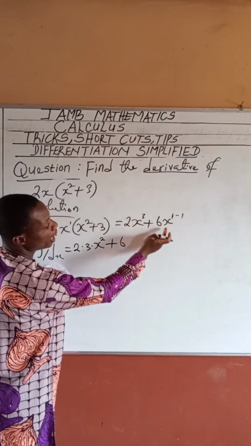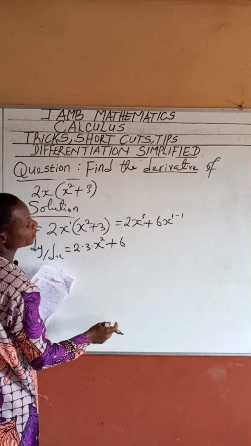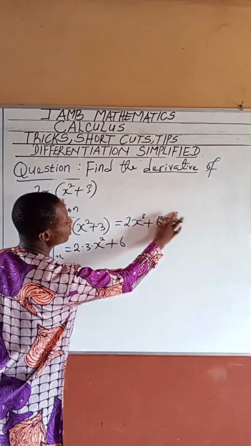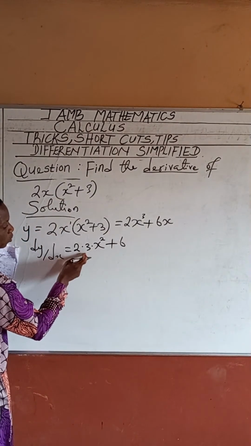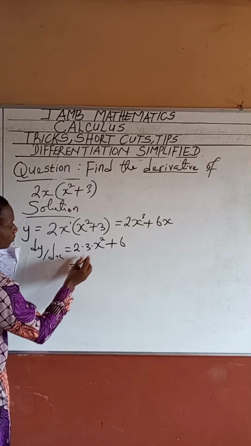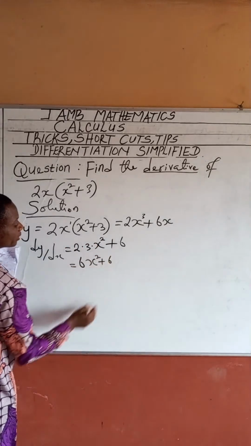Is 0. And x raised to 0 is 1. 1 times 6 is 6. Right? That's what it means. So we don't need to bother ourselves. Then we can go ahead and multiply. 2 times 3 is 6. And that is 6x squared plus 6.